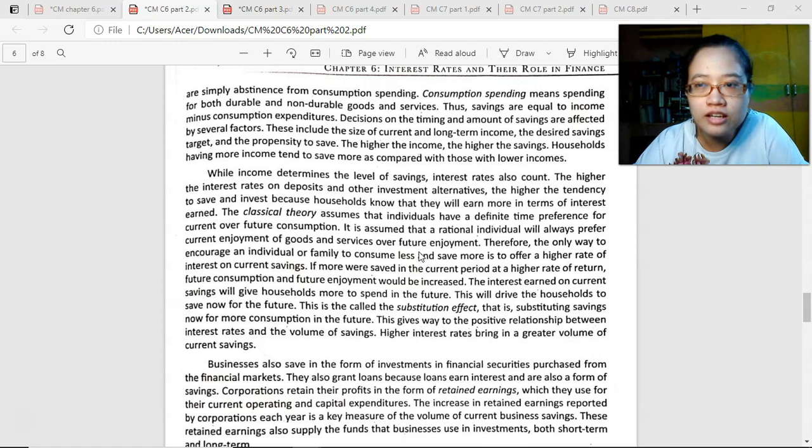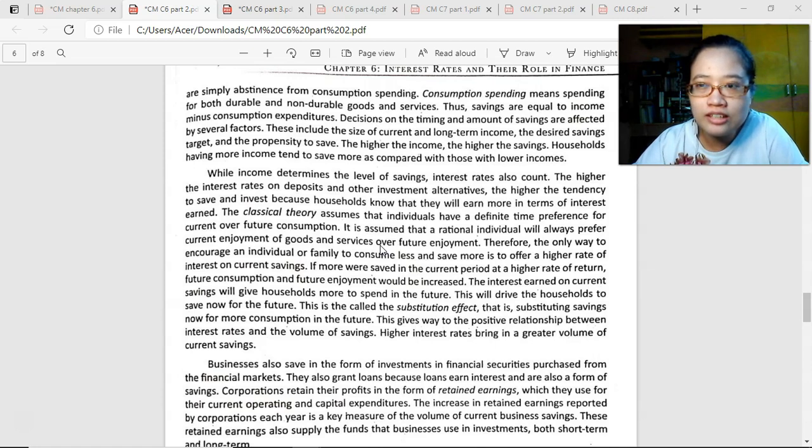Although currently there's the concept of delayed gratification. Instead of enjoying things now, you prefer to labor through a lot of things so that later you would enjoy the fruits of your labor. Delayed gratification is in contrast with this one, right? The assumption is, people like to enjoy all the things that they have now instead of later.